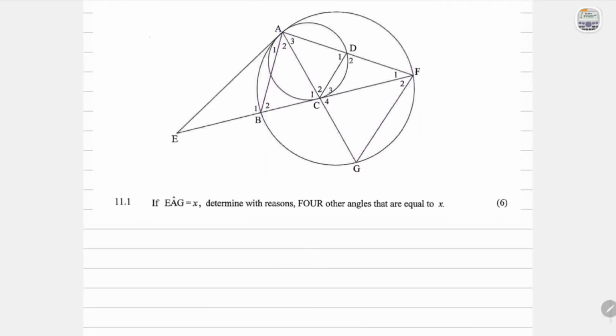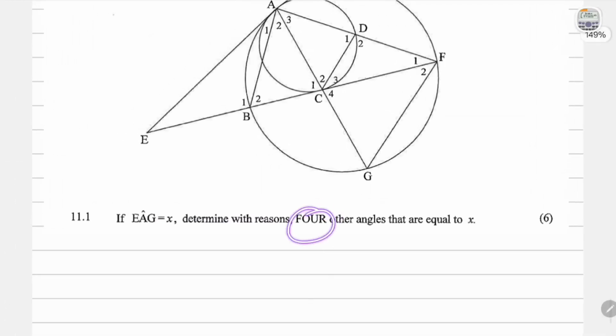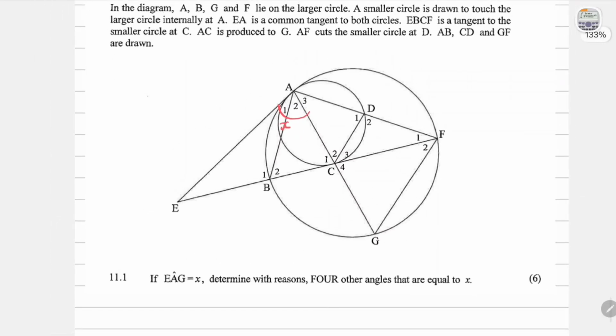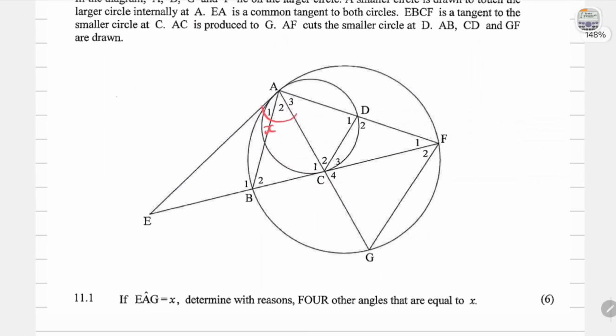Question 11.1 says, if EAG is equal to X, determine with reasons 4 other angles that are equal to X. So EAG is this angle over here, E to A to G. So this angle here is X. 4 other angles that would be equal to X. Okay, so they already put EAG where we have a tangent to both circles. So we can use it like that.